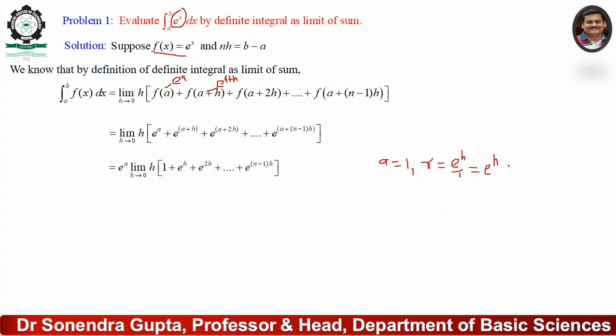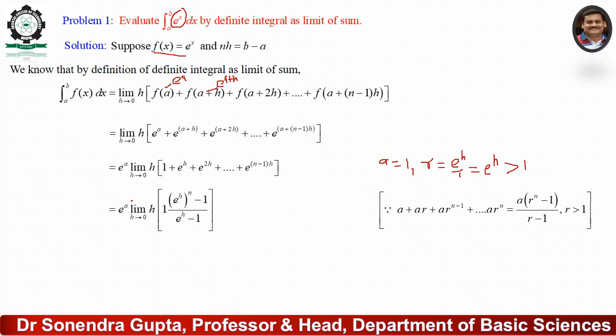Obviously e to the power h is greater than 1, so we can apply the formula a times (r to the power n minus 1) upon r minus 1. So e to the power a times the limit as h tends to 0 of h times (e to the power h to the power n minus 1) upon (e to the power h minus 1). Now we can separate the term h with e to the power h minus 1 in this way, and the numerator becomes e to the power nh minus 1, upon e to the power h minus 1.